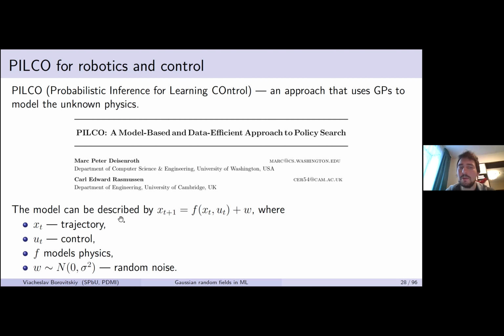Let's consider the model that can be described by this equation. So it's a dynamical system where each next state is a function of the current state and the control plus some noise. Xt is then the trajectory, ut is control, f is physics, which should be modeled because we don't know it, and we assume that the noise is normally distributed.